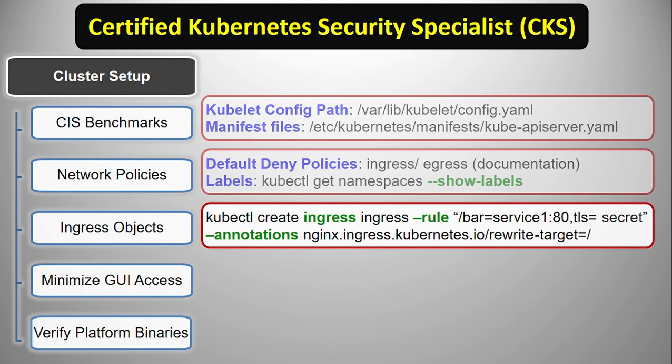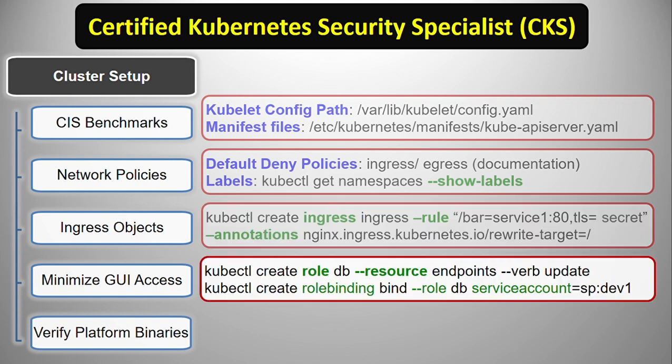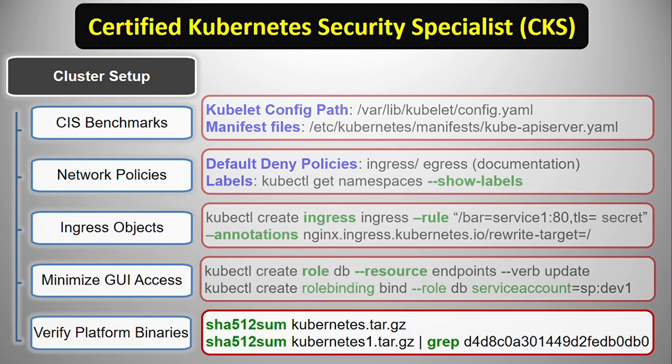GUI access can be minimized through role-based access control of the service account used in the Kubernetes dashboard. Imperative command for implementation of role-based access control is flashed on the screen. To verify platform binaries, hashes of the file can be utilized to confirm their legitimacy. For comparison of hashes, use the grep command as shown on the screen.